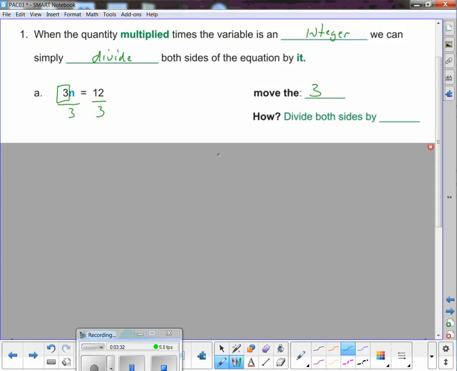You can see clearly on the left-hand side, by the way, 3 divided by 3 is 1, not 0. And we end up with 1n, and rightly so, that's what we want. And we all know 12 divided by 3 is 4, and the answer is n equals 4. So again, to finish on the right-hand side, how? Divide both sides by 3. That's all we need to do.